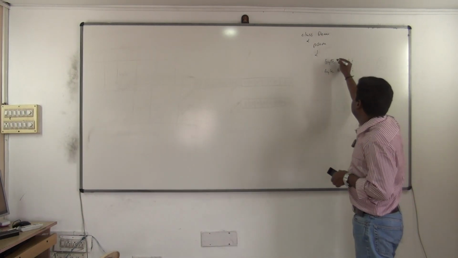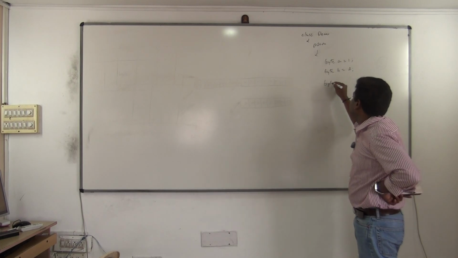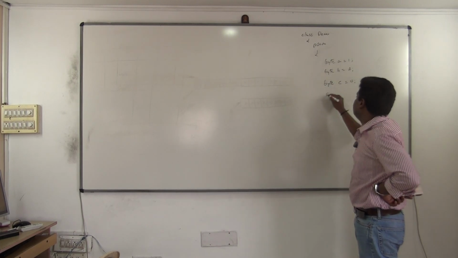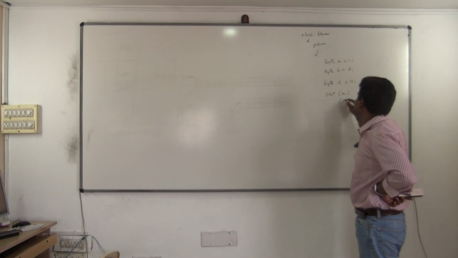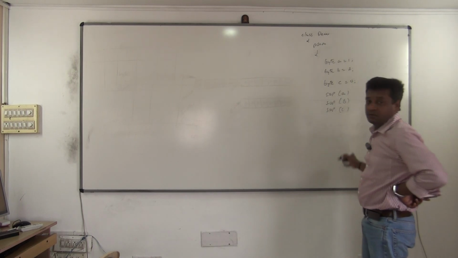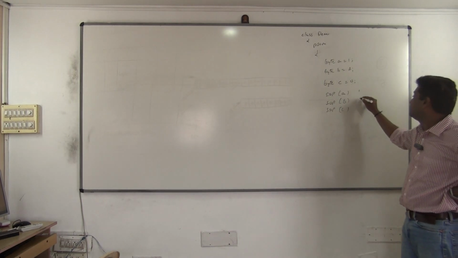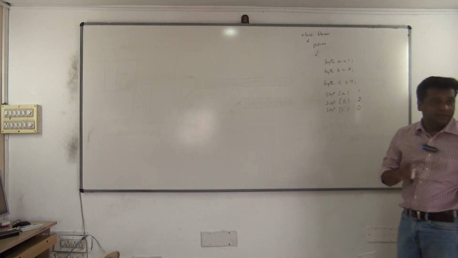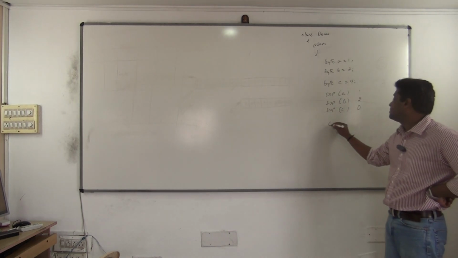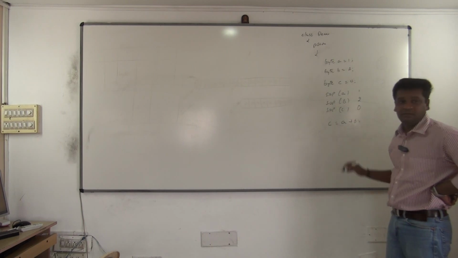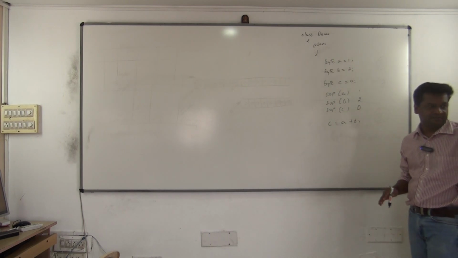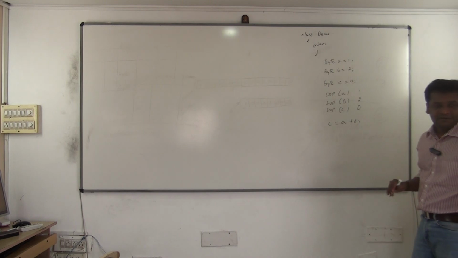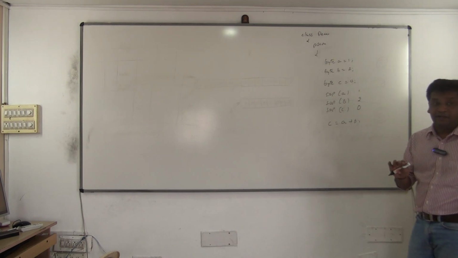Byte A is there, byte B is there, byte C is there, is equal to 0. SOP A, B, C, what will it print? 1, 2, 0. Correct? But the same if I say C is equal to A plus B, now it will give you an error. So see how good you are in data types, it becomes that much better in writing future programs.